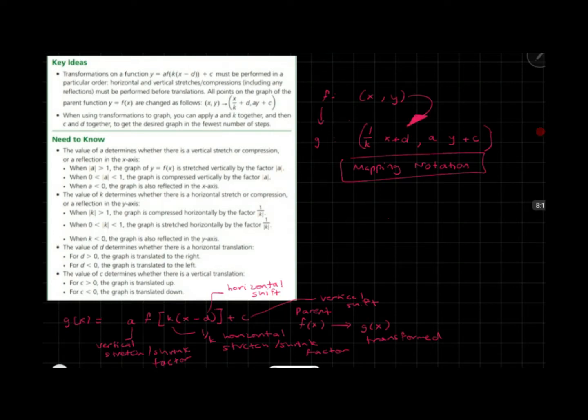Okay, so I'm going to show you guys examples of that. But make sure you keep this little excerpt here. It has all of the rules that you will need to work through these transformations. All right, let's describe the transformations that must be applied to y is equal to x squared to obtain the function f of x is equal to negative (x plus 3) squared minus 5.